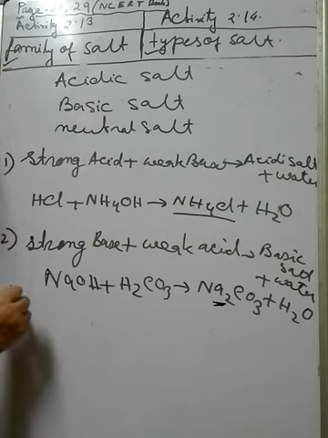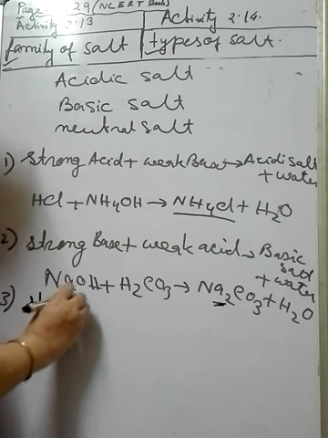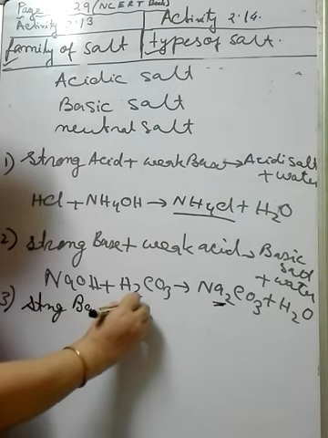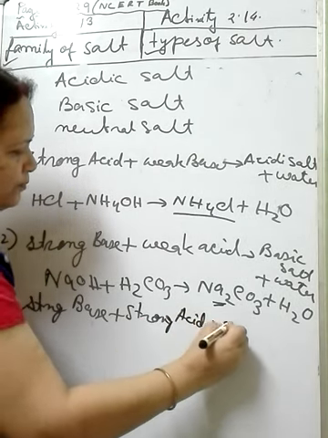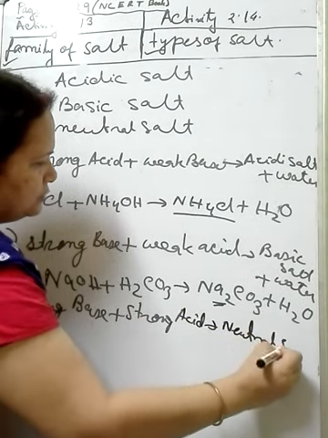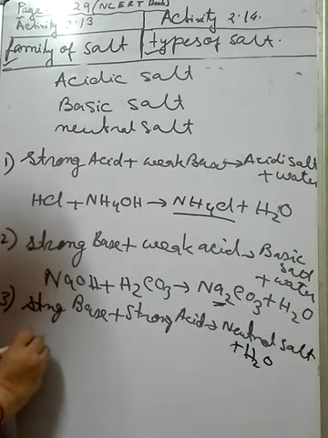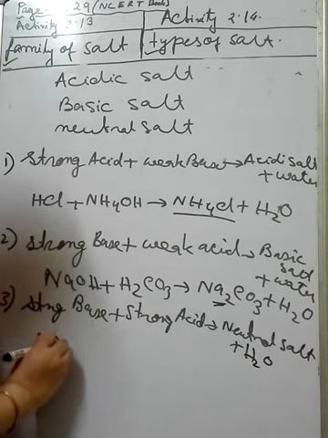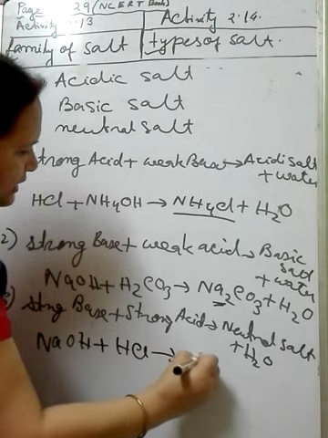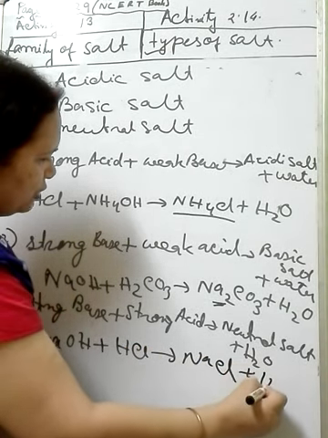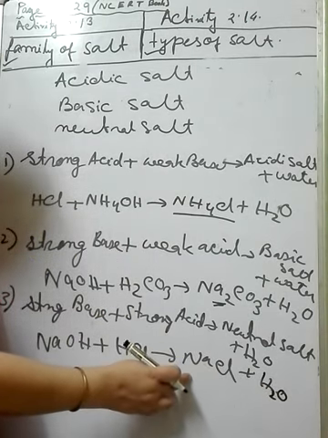Number three, neutral salts are formed by combining a strong base and a strong acid. It will form neutral salt and water. For example, a strong base, sodium hydroxide, combined with a strong acid, hydrochloric acid, will give sodium chloride. The common salt, which is the edible salt, is a neutral salt. All of you know this is the example of a neutral salt.